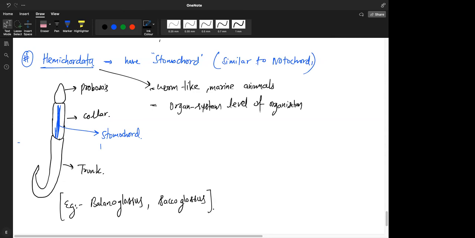And they are dioecious organisms. What do I mean by dioecious organisms? Their sexes are separate. Yes, they have two bodies in the species. One will be a male body and the other will be a female body. So their sexes are separate. But their fertilization is external and the development is indirect, which means they have a larval stage.